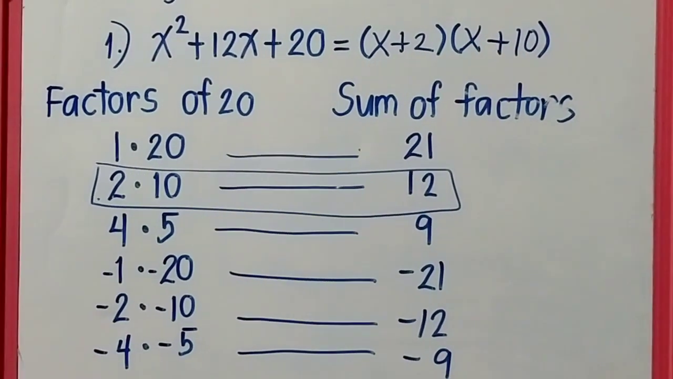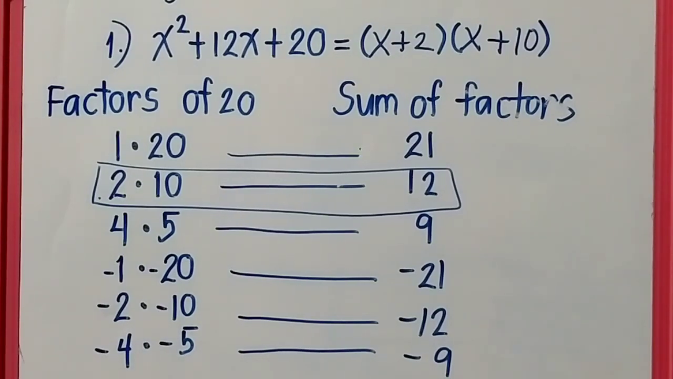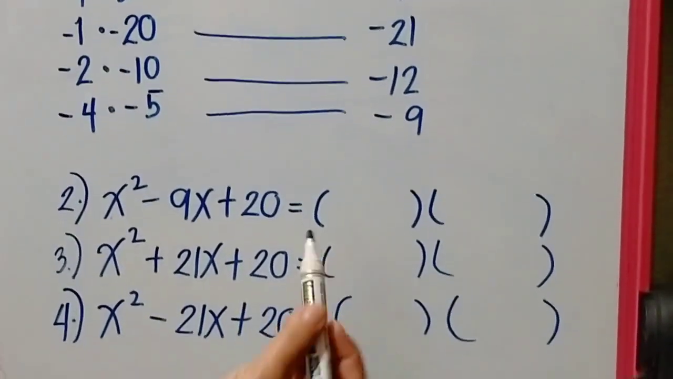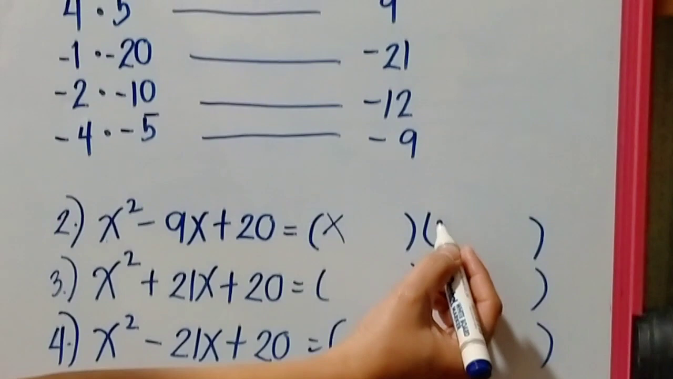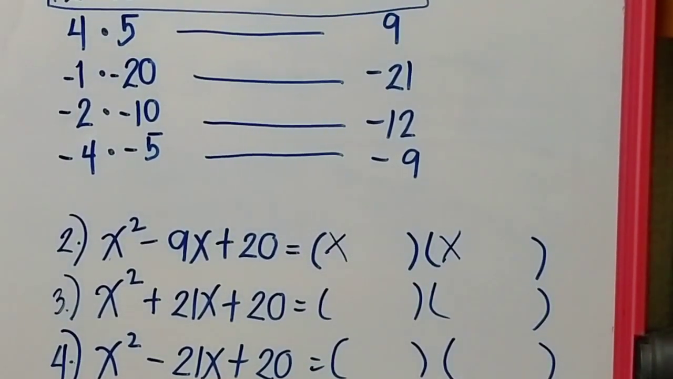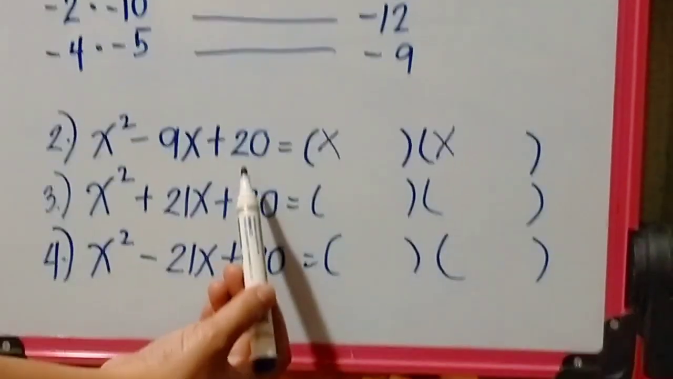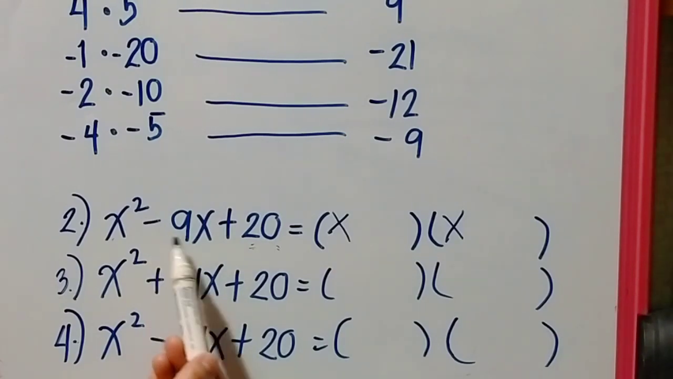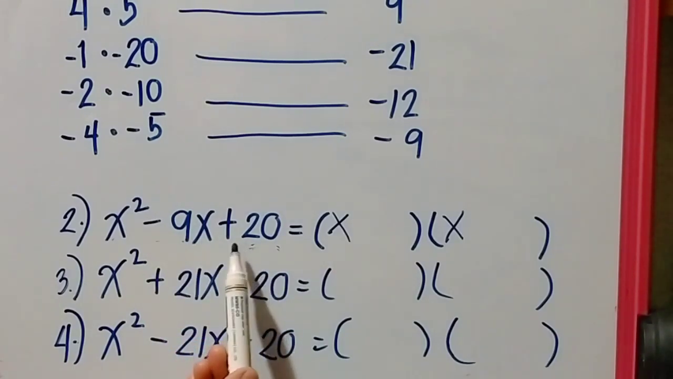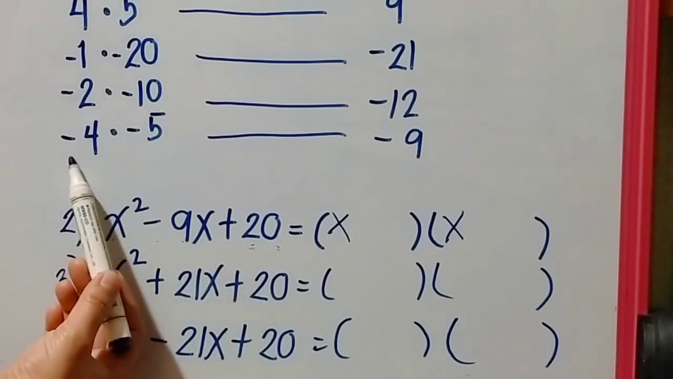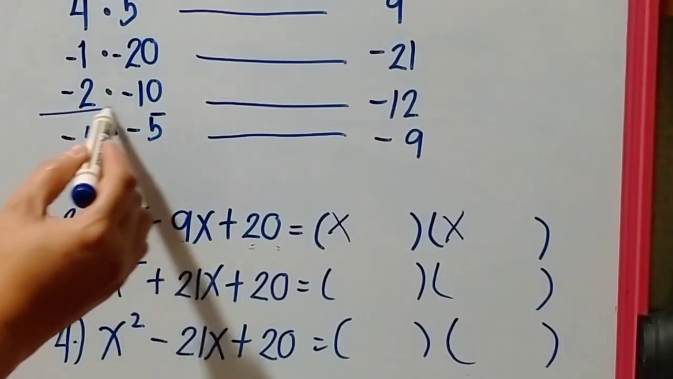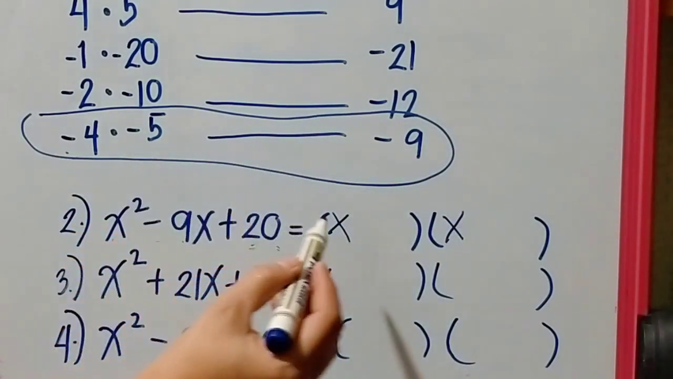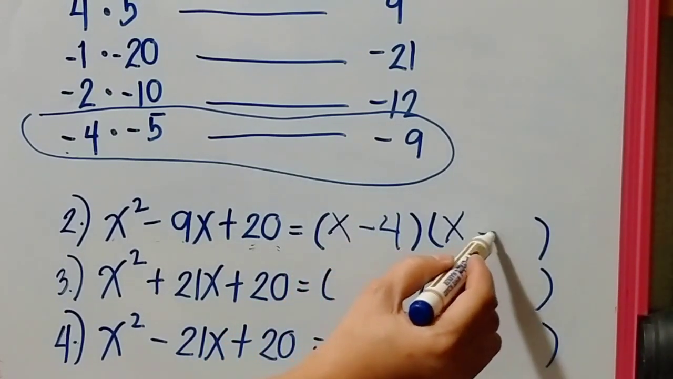Okay, so let's go to the next example. Factor the quadratic trinomial x squared minus 9x plus 20. So again, the first term of each binomial will be x. And then, we need to look for the factors of positive 20 whose sum is equal to the coefficient of the middle term, negative 9. So, what are those numbers? Numbers wherein if we multiply, we get positive 20, and if we add, will give us negative 9. So, we have negative 4 and negative 5.